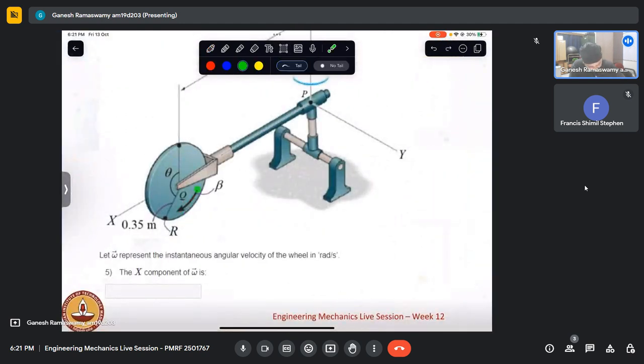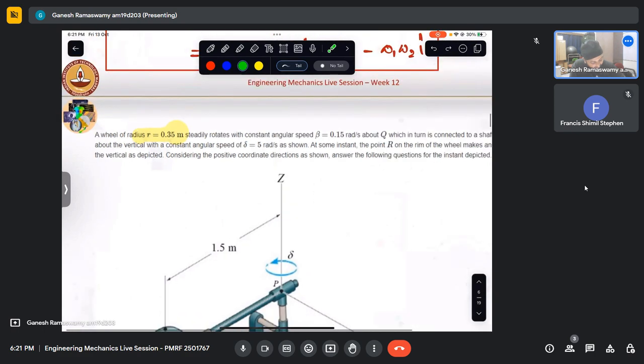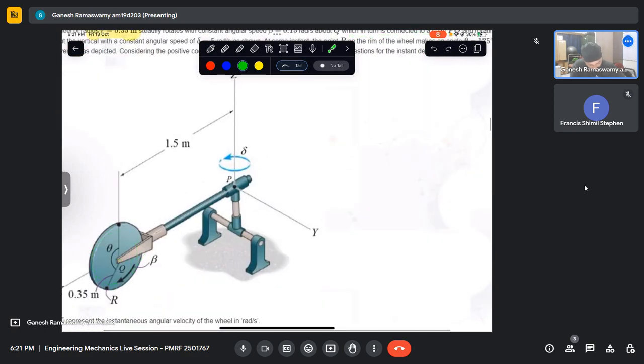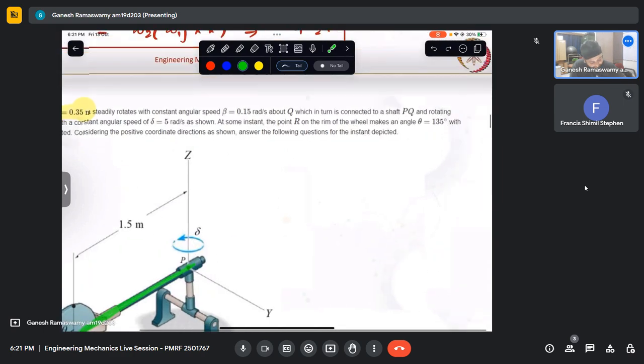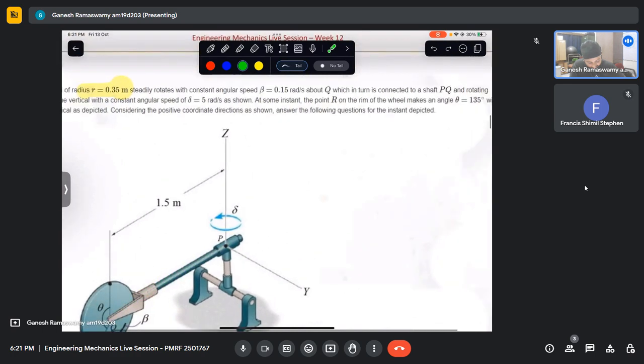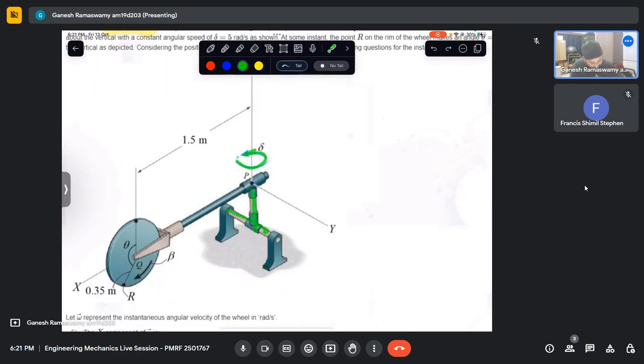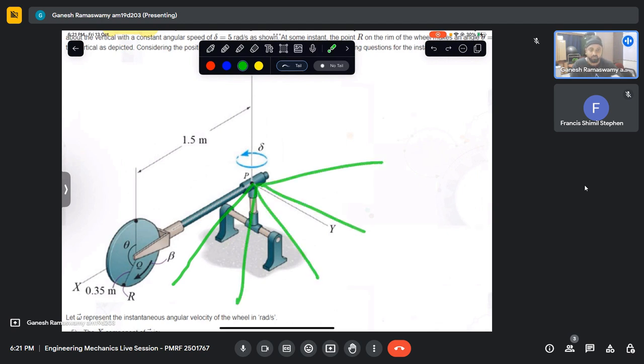We've been given that beta rotates like this about Q. So the rotation is like that, about Q, which in turn is connected to a shaft PQ. So we have the shaft PQ rotating about the vertical with a constant speed of delta. So there is a connection like this, and this shaft is rotating. So the next instant the shaft will be like that, then it will be like that. It is rotating like this.